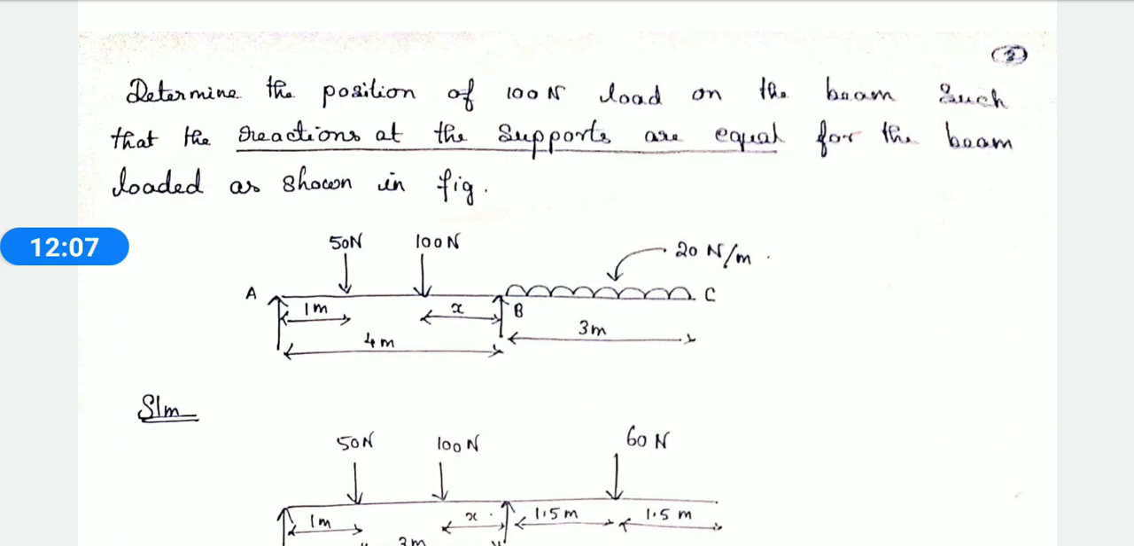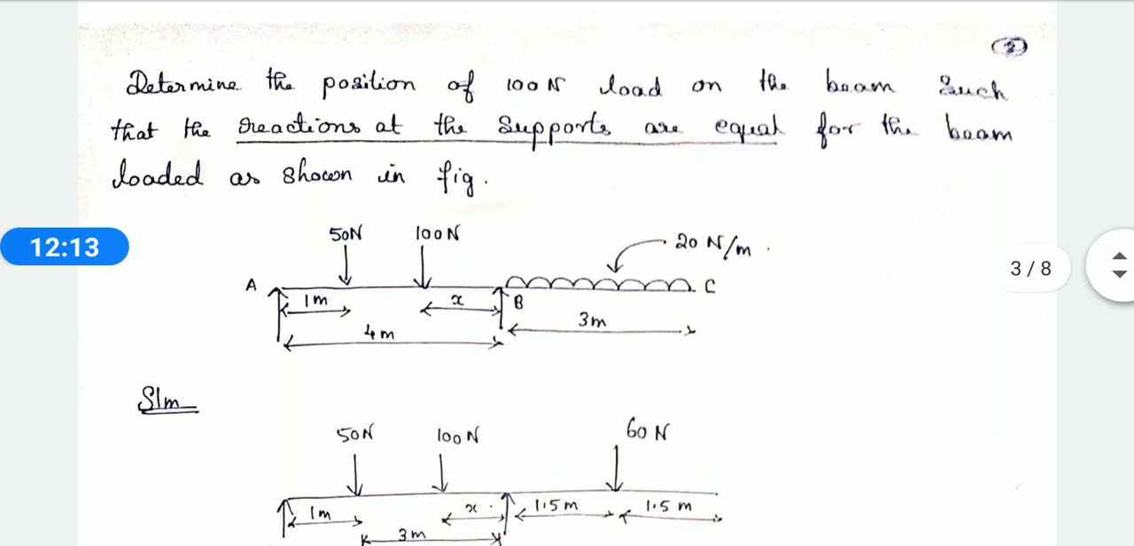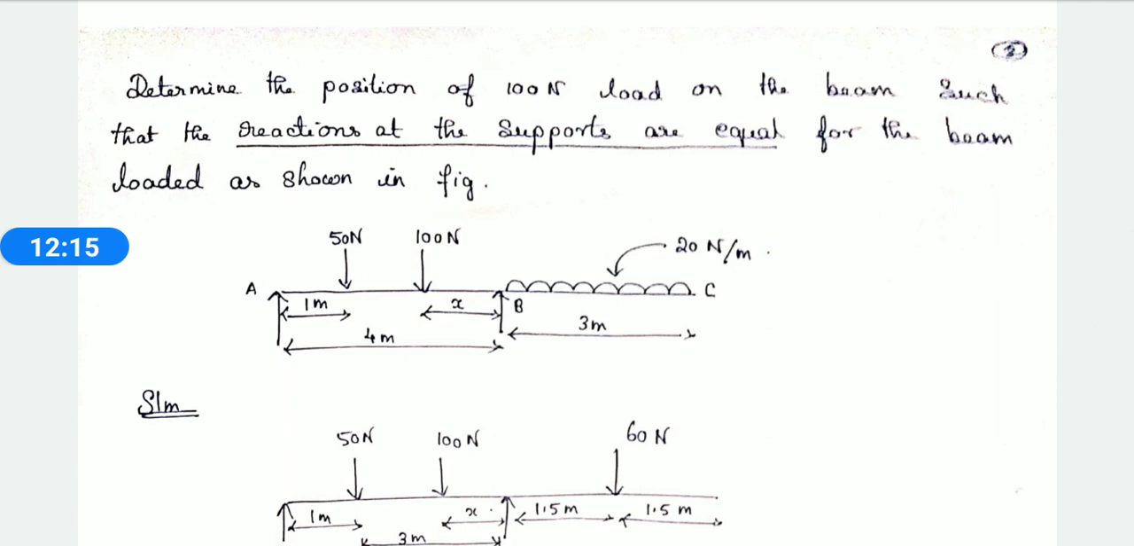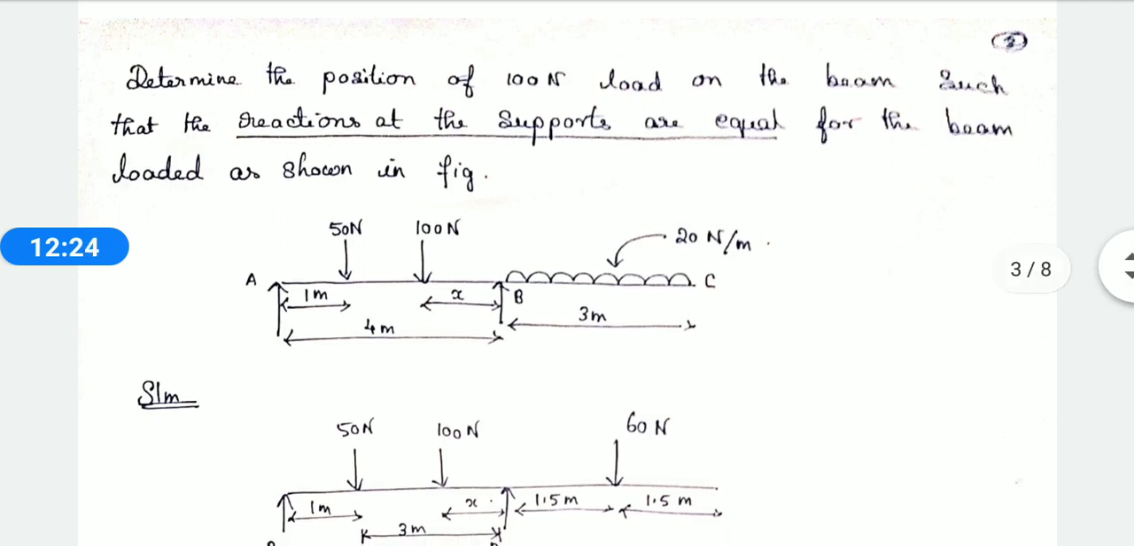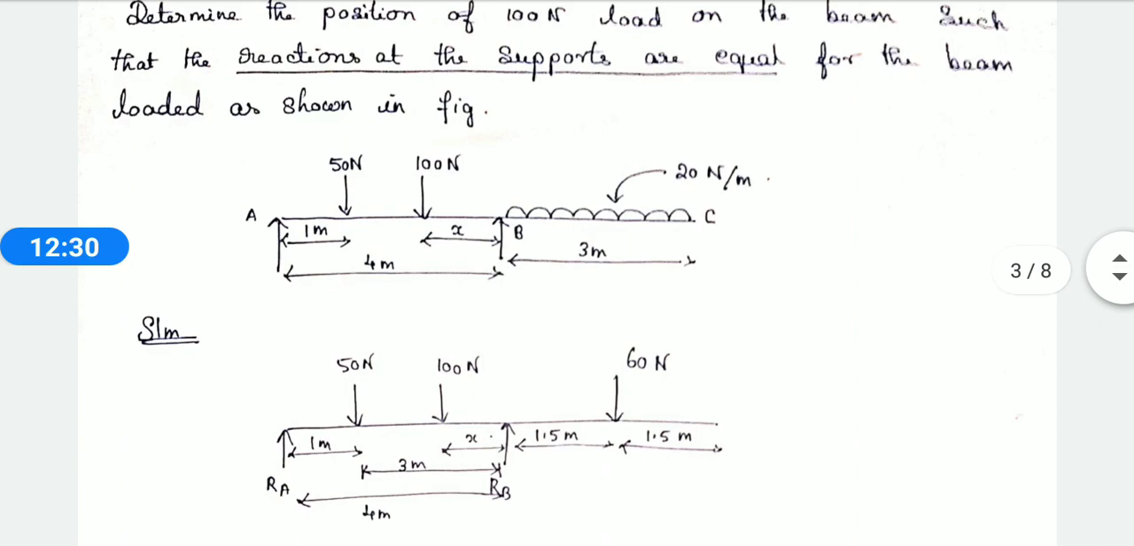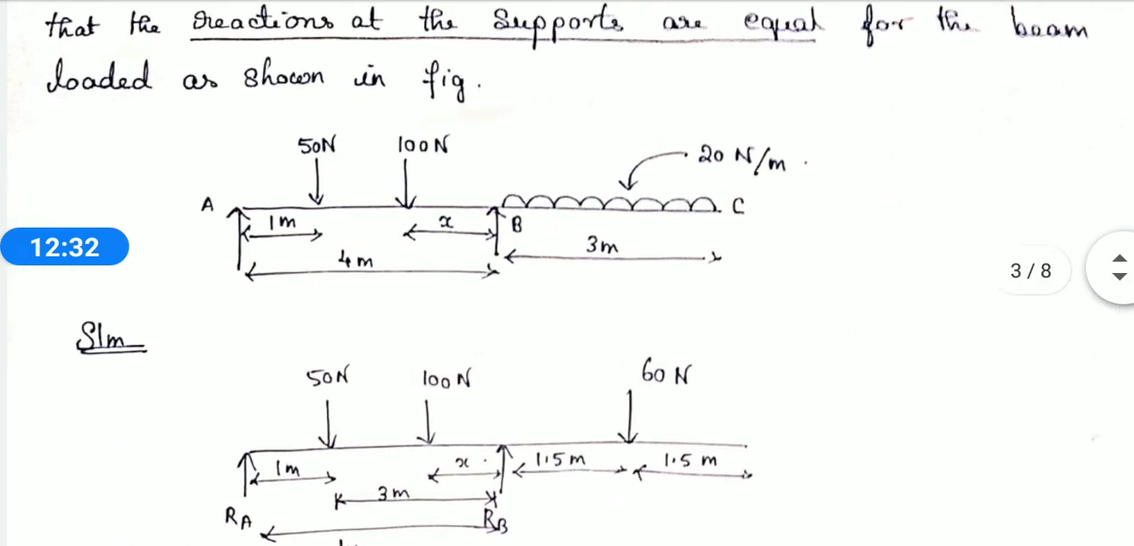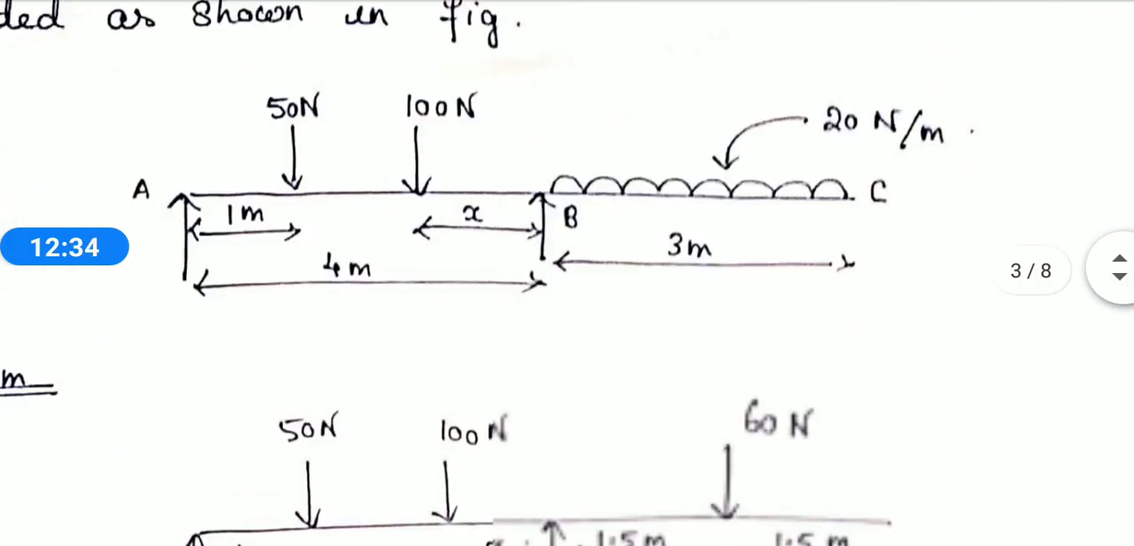See the question, what have they asked us to find? Determine the position of the 100 Newton load on the beam such that the reactions at the supports are equal. So what they had given, reactions at supports are equal, means RA and RB are equal. So in the question they had asked us to find clearly the x direction. This is your given question.